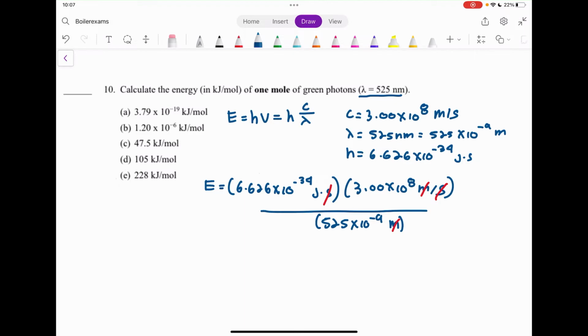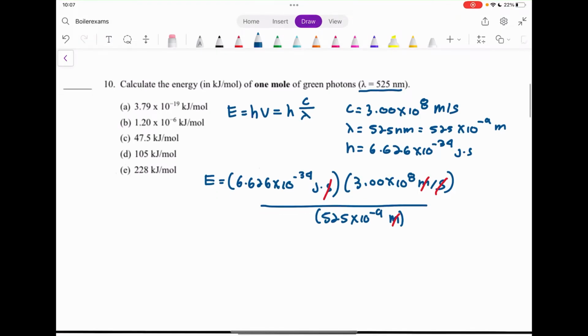6.626 times 10 to the negative 34 times the speed of light divided by our wavelength in meters. And I get that the energy is 3.8-ish times 10 to the negative 19, and this is joules.